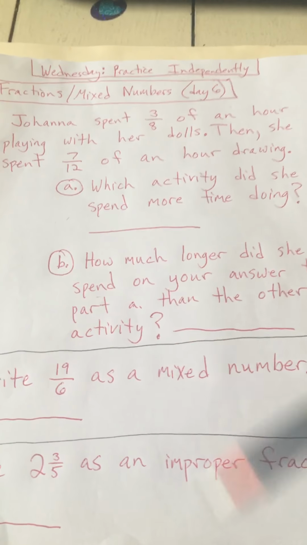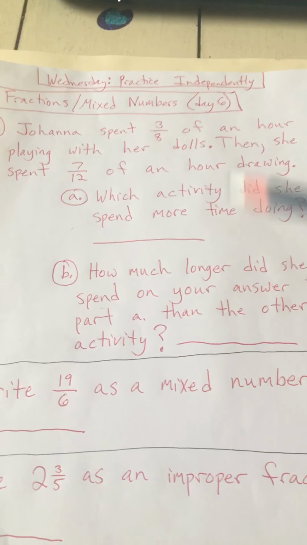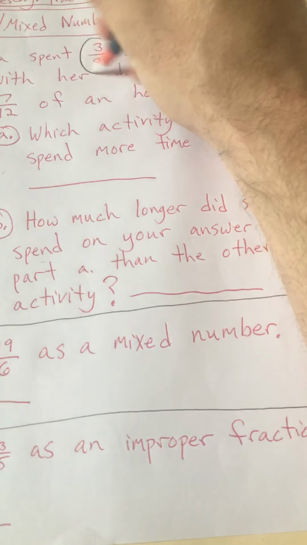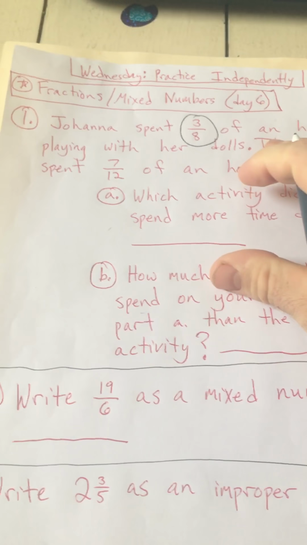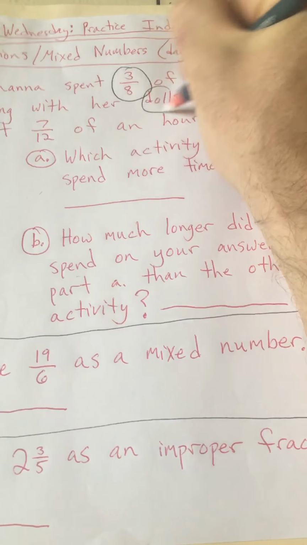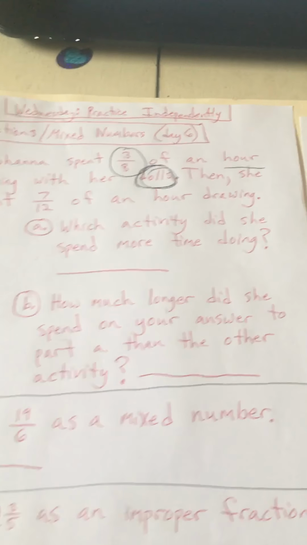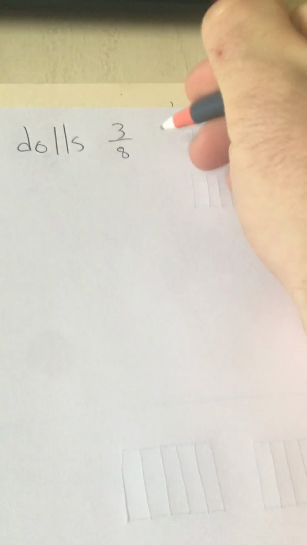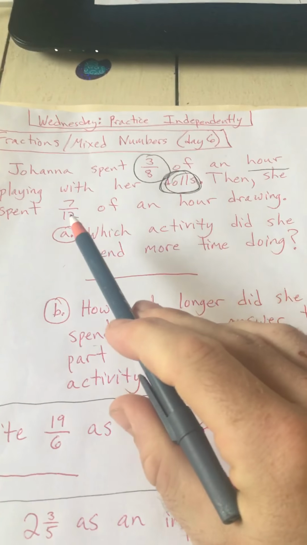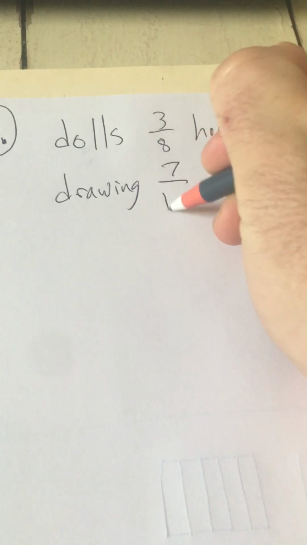Okay, so which activity? They're both talking about these two different activities. So she spent 3/8 of an hour playing with her dolls. I'll just circle dolls. 3/8 of an hour, dolls. So I'm going to write that over here. Dolls, 3/8 of an hour. Then she spent 7/12 of an hour drawing. So drawing, 7/12 of an hour. So we have the same unit. We're talking about a fraction of an hour and a fraction of an hour.